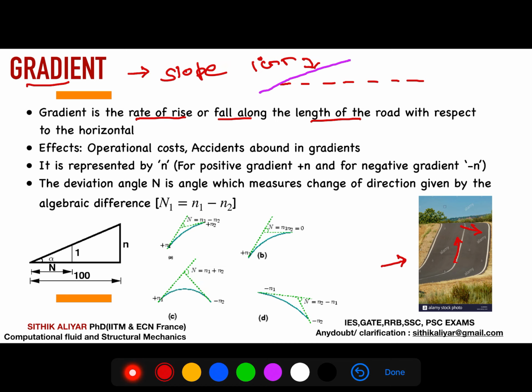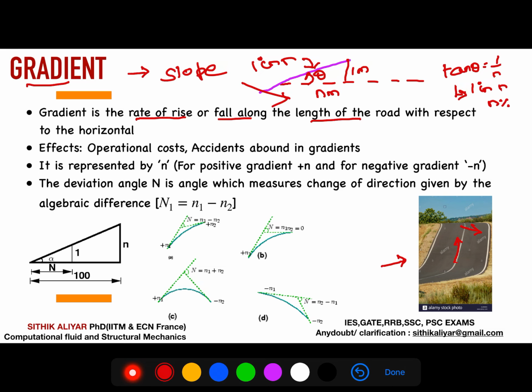This rise in the road surface can be mentioned in terms of slope 1 in n. We have already seen this 1 in n in camber and also in super elevation. So for n meter or n centimeter or n millimeter, 1 meter rise. If you project with the theta, tan theta will give you opposite by adjacent, 1 by n. So the gradient is mentioned in the form of 1 in n or n percentage. If there is a rise, it will go upward. If there is a fall, it will go downward in this direction. So this is what the gradient is.